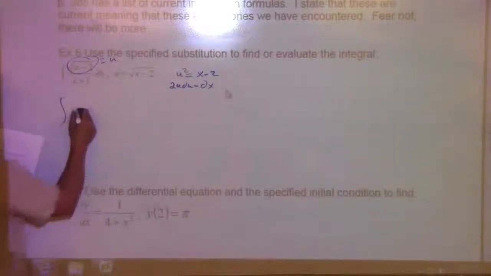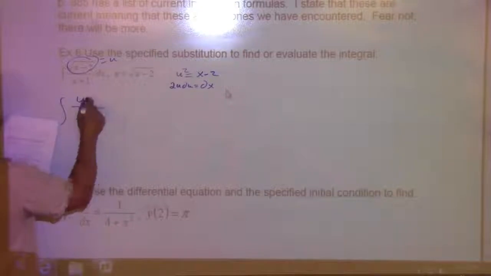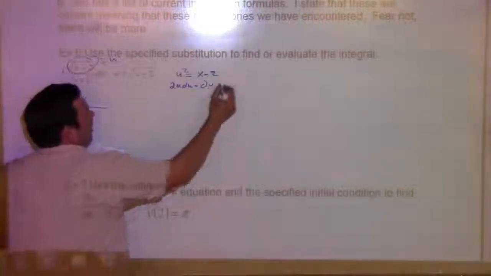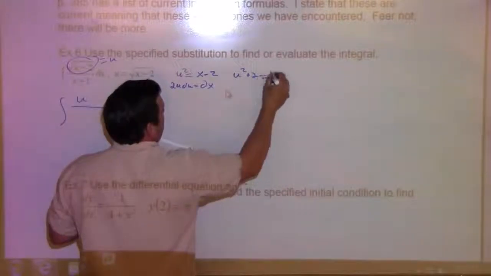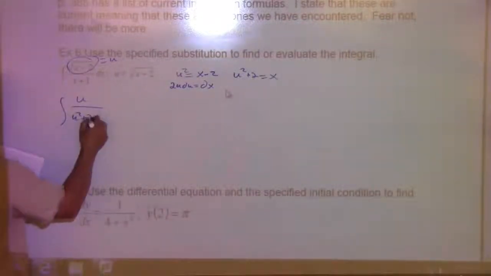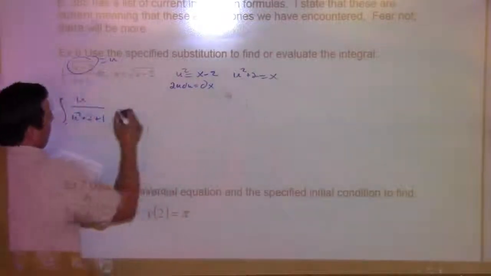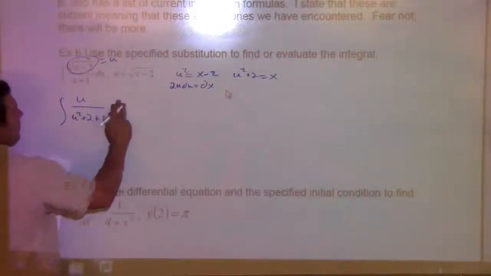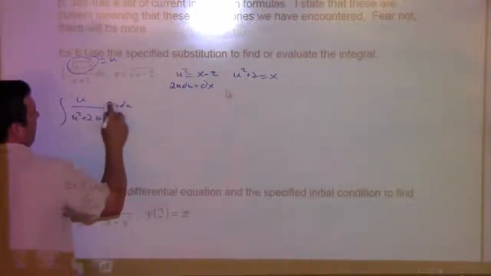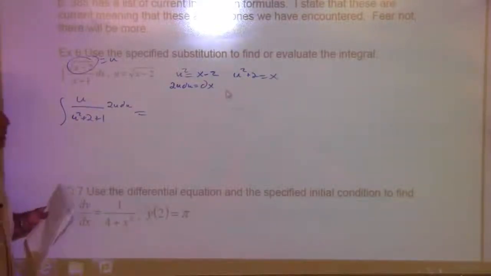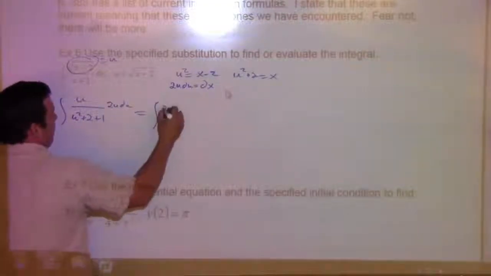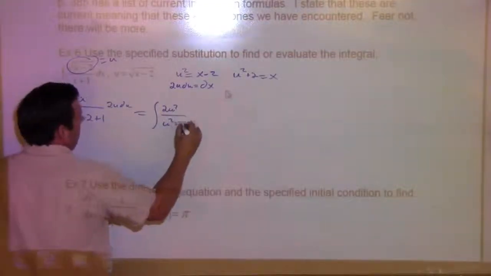We'd have, this gives us the integral of u over x plus 1, and u squared plus 2 is equal to x. So what we have is u squared plus 2 plus 1, because our x is u squared plus 2. And our dx is 2u du. Okay, got enough u's in there now? Can't spell substitution without u. Okay, let's see. We have the integral of 2u squared over u squared plus 3 du.